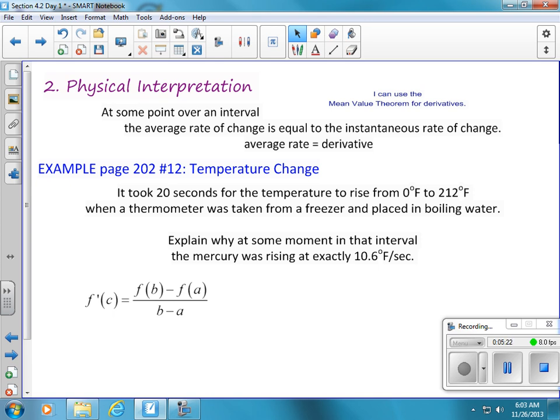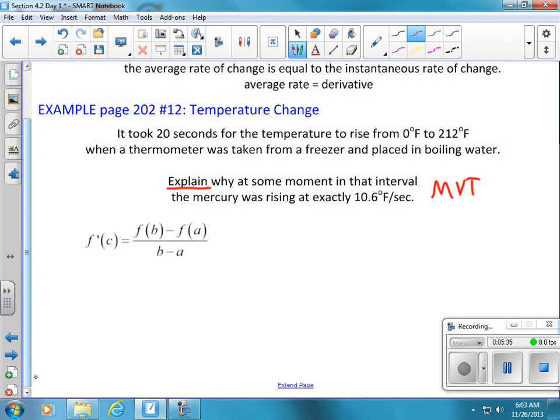Okay, the reason, we're going to try to see if we can explain this using the MVT, the mean value theorem. If the mean value theorem holds true, this might work. So, what we're going to do is take the temperature 212 minus the temperature 0 and divide that by the end time minus the beginning time.